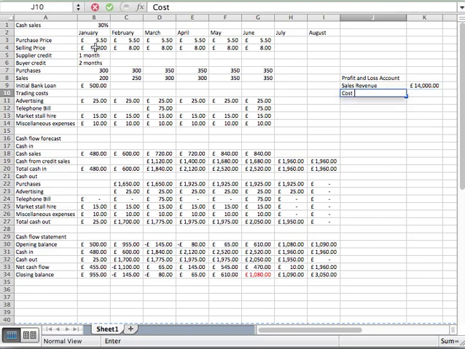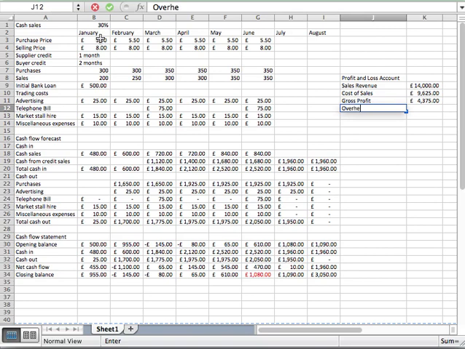The next line is cost of sales. And this is exactly the same. It's the number of units sold multiplied by the cost of sales, which in this case is only the purchase price, so I can put one of these £5.50s in. That gives us a gross profit of the sales revenue minus the cost of sales, 4,375.